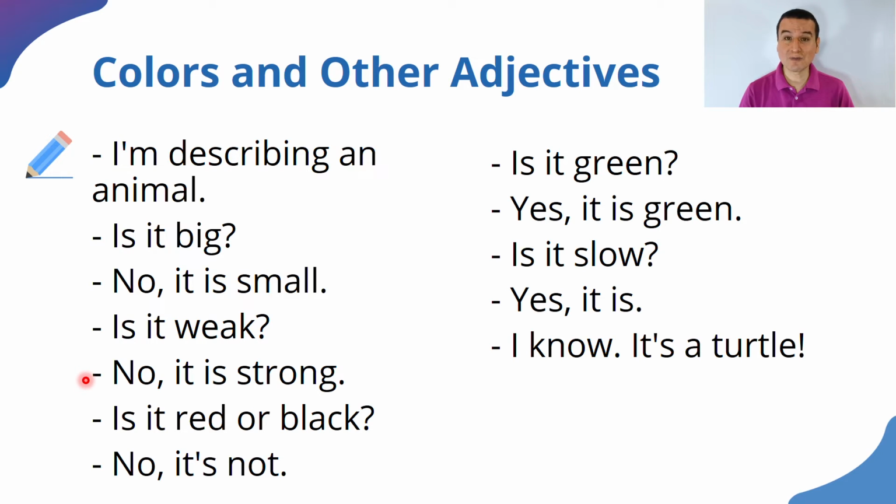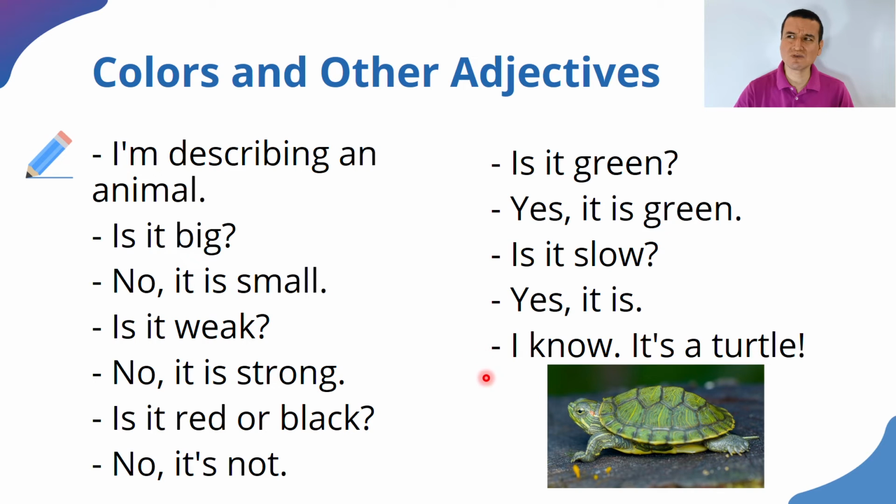Is it red or black? Why? Because an ant could be red or black. But the answer is no, it's not. Oh, so it's not an ant. Is it green? Yes, it is green. Is it slow? Yes, it is. I know, it's a turtle. So a turtle is green, maybe black as well, or brown, but this turtle is green, and that is the animal the person was thinking about.